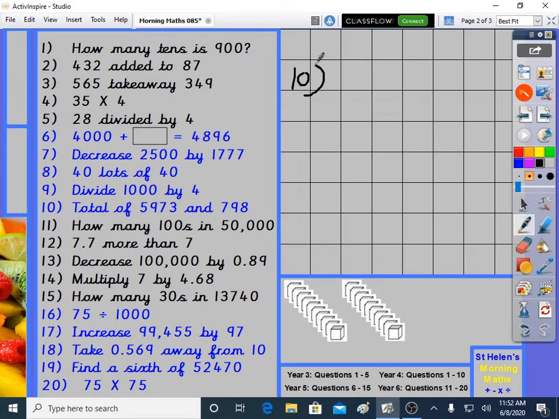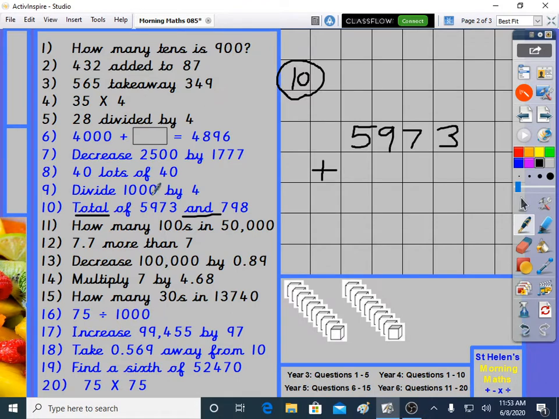Number 10, total of. That's normally going to mean plus. Total of 5,973 and. And means plus as well. You've actually got two words. Sorry, of doesn't mean plus in maths, unless it's with something that means plus, like total. Total means plus, and means plus. I won't even mention of today.